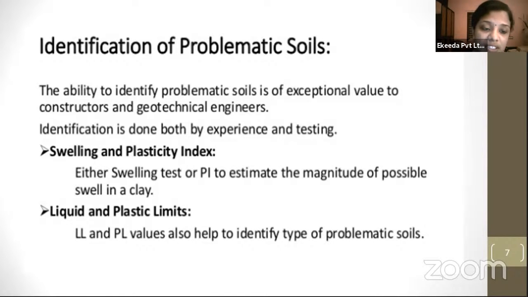The first property that we test in the laboratory is swelling and plasticity index. Either a swelling test or a PI test is conducted to estimate the magnitude of possible swell in a clay. I hope everyone is familiar with the swelling and plasticity index test. Next are the liquid and plastic limits. That is the next property that we should check. Liquid limit and plastic limit values also help to identify the type of problematic soil.